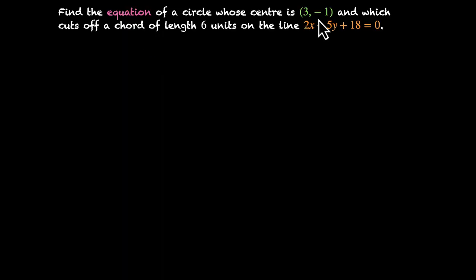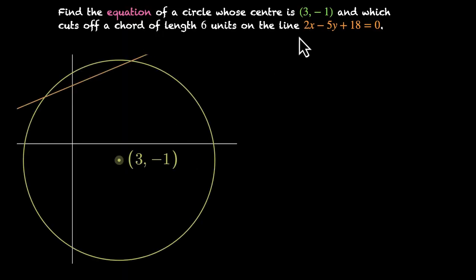We have a circle whose center is (3, -1) and there's the line 2x - 5y + 18 = 0. This is the line. This line cuts off a chord of length 6 units. So this means this length is 6 units. What we need is the equation of the circle, and for that, we need the radius. Once we have the center and the radius, we can figure out the equation.